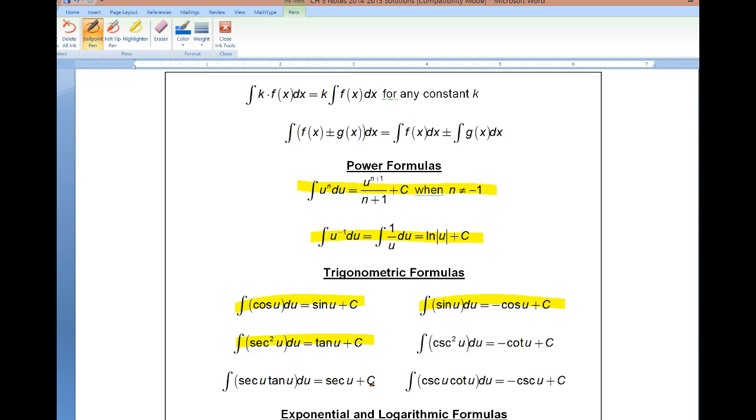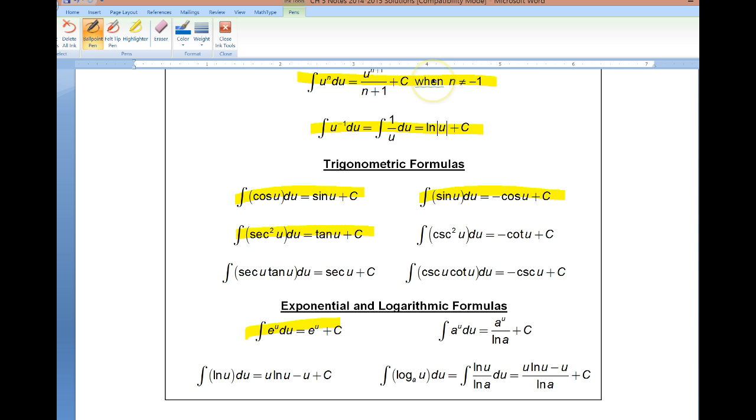Let me go through. I highlighted the ones that you have to know. Do we need to know all of these? There's ones below here. Do we need to know all the ones on this page? Oh my gosh, I'm just completely joking. You need to know the ones I highlighted.